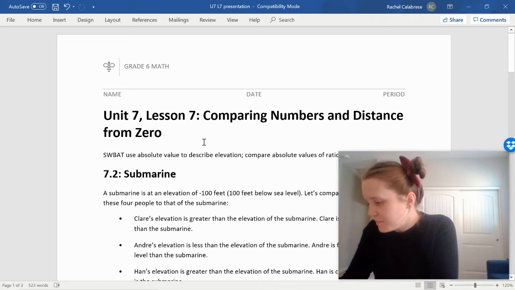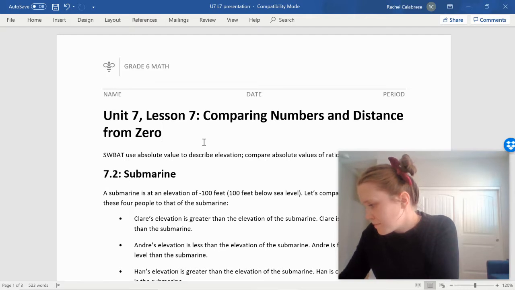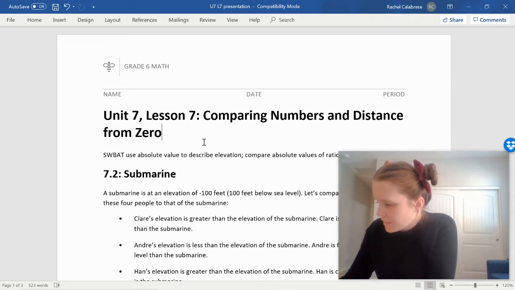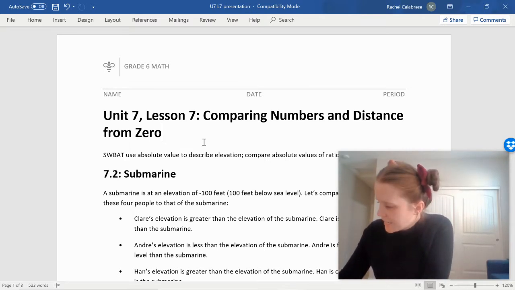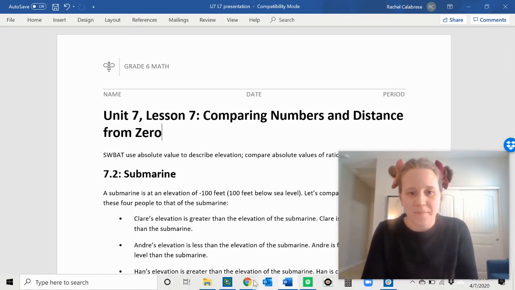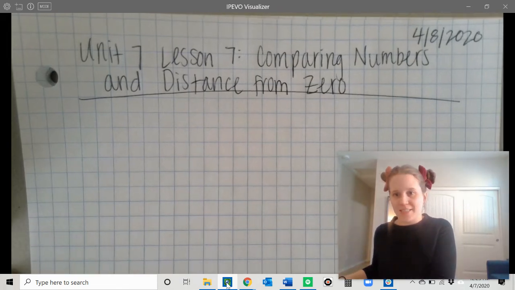This is Unit 7, Lesson 7, comparing numbers and distance from 0. All right, and today is April 8th, 2020. Your notes should look just like this so far.